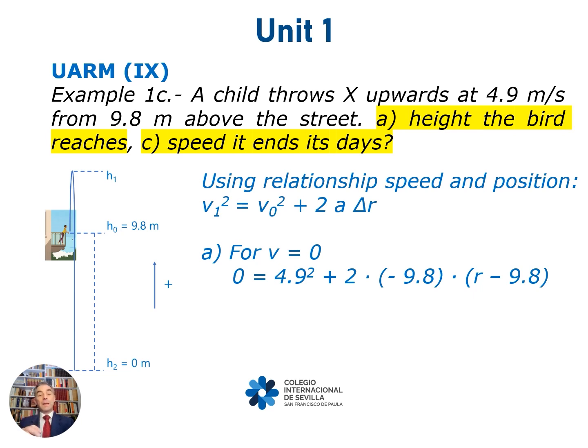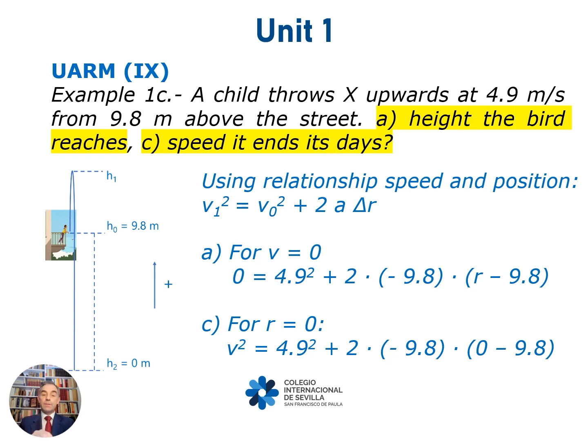For the speed at which the bird crashes on the street, we do not know that speed, but we do know where it crashes. It crashes at height 0. Therefore, for position 0, we can write that the square of the final speed equals the square of the initial speed plus twice the acceleration times the variation in the position, which is minus 9.8, because it ends at 0 and it starts at 9.8. So the answers are simple.